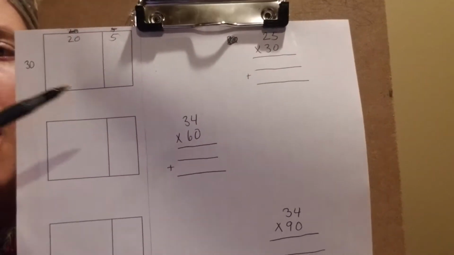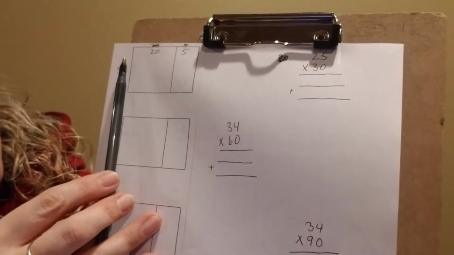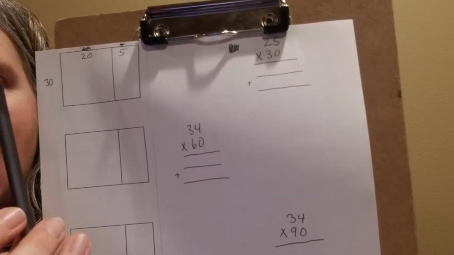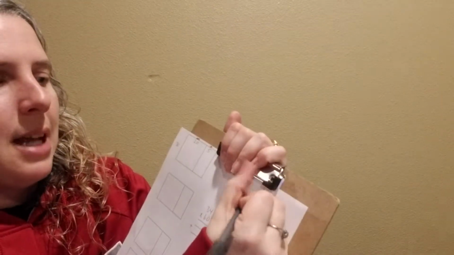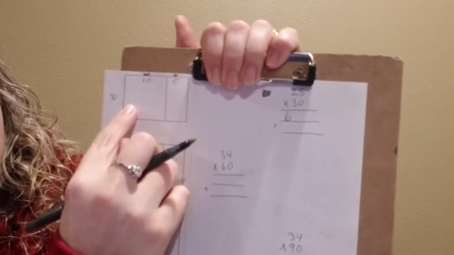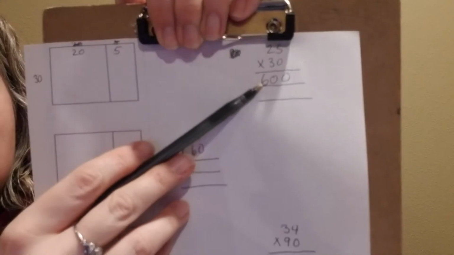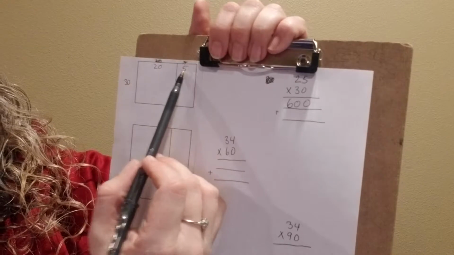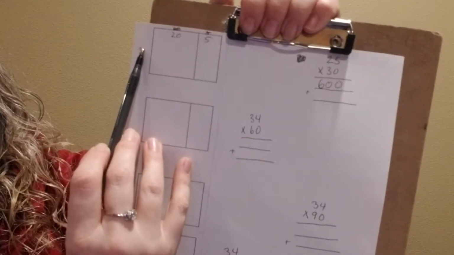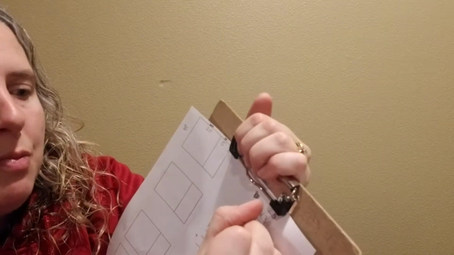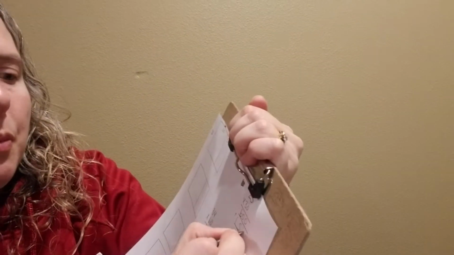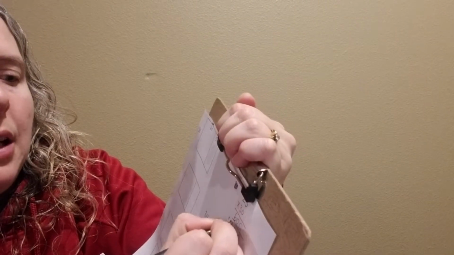30 times 20. You see a 0 on both of them, so cover up the 0 on each. And now you just have 3 times 2. What's that? 6. Write that down. And you have 2 zeros, so add those back on. So 20 times 30 is 600. Okay, now do the next one. 30 times 5, cover up that 0. 3 times 5 is 15. And how many zeros? 1.